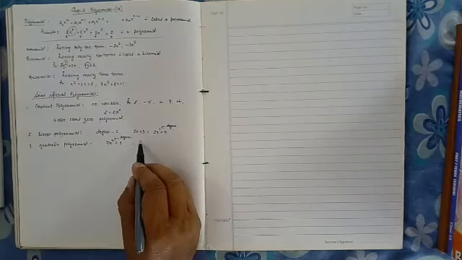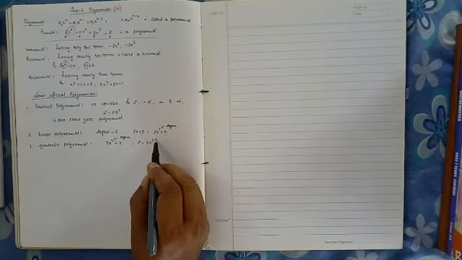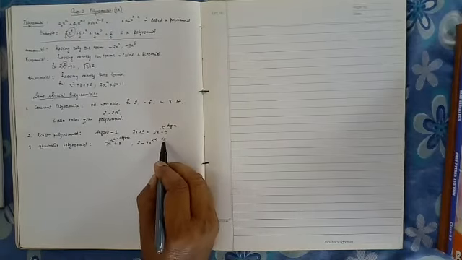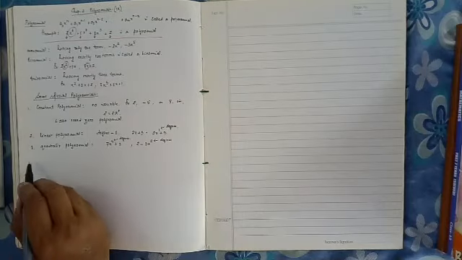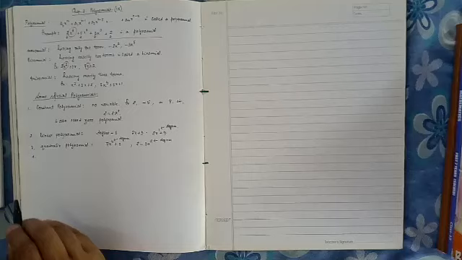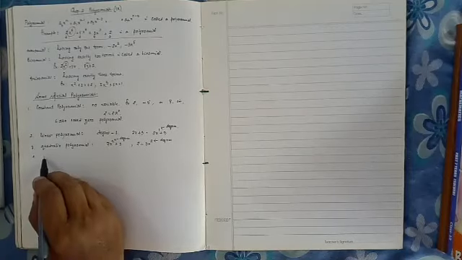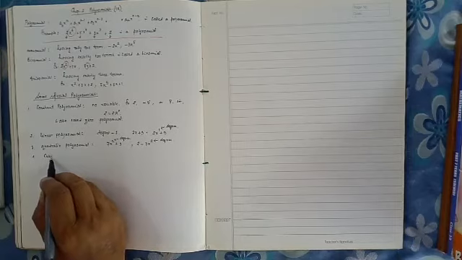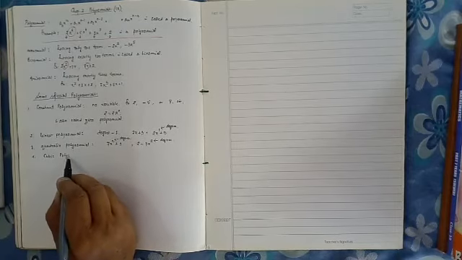2 minus 3x square. What is the degree? 2. Therefore it is a quadratic polynomial. Now cubic polynomial.